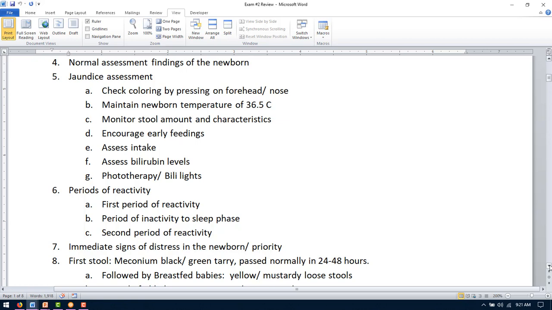So in order to decrease their risk of jaundice, we want to make sure that they stay warm. We want to make sure that they're pooping. Trying to get them to eat early during that first period of reactivity. We'll watch how much they're taking in. Obviously, it's difficult for a breastfed baby, but if they're a formula-fed baby, we can watch the amount. And we're going to watch their bili levels. If they are getting high, the baby might have phototherapy, or they might get bili lights or a bili blanket.